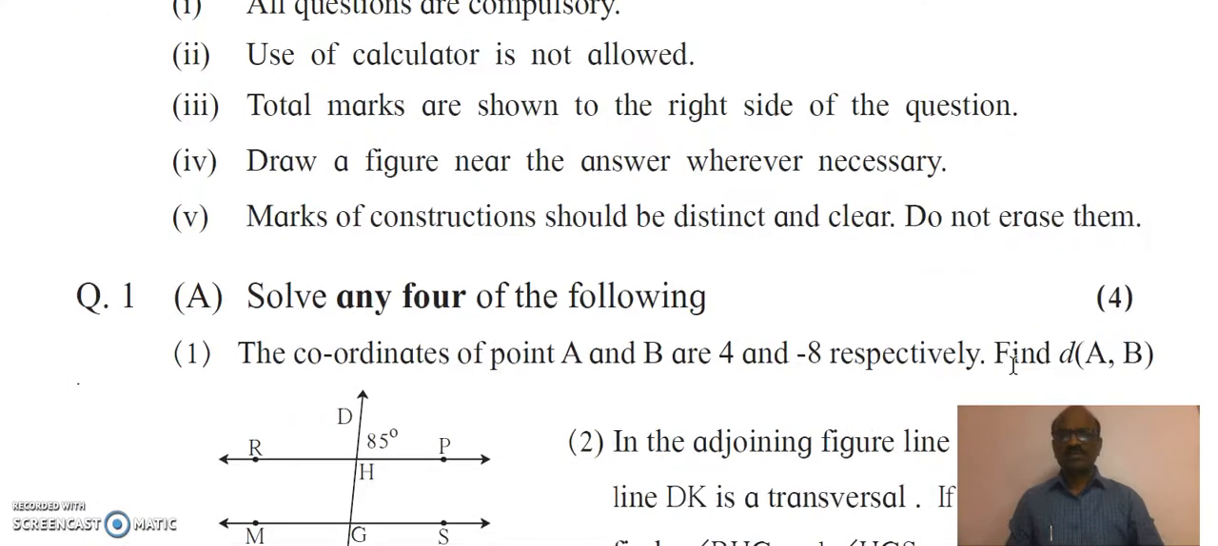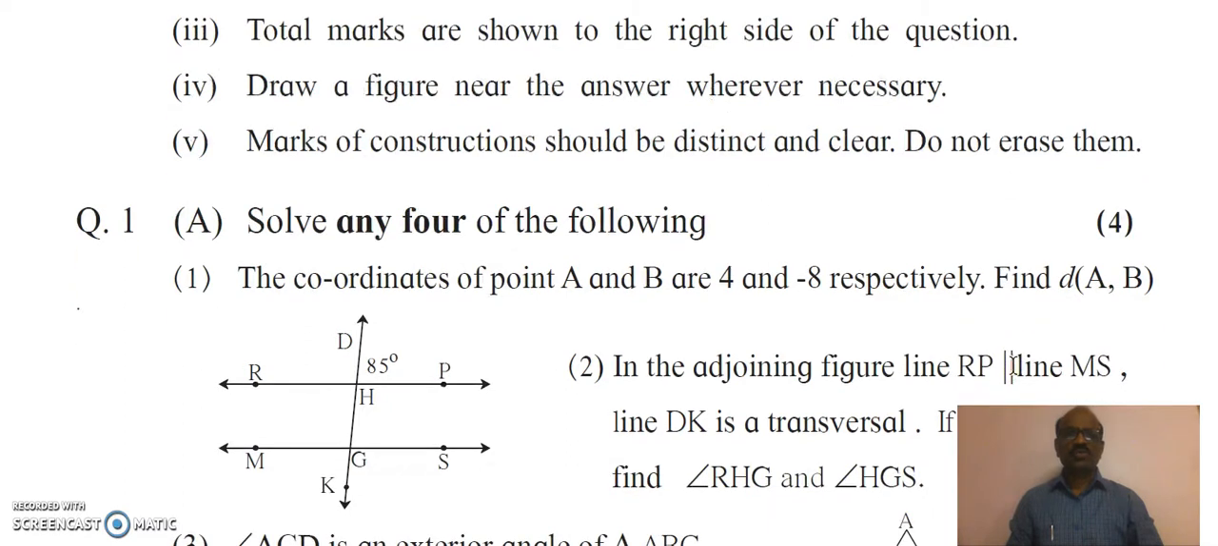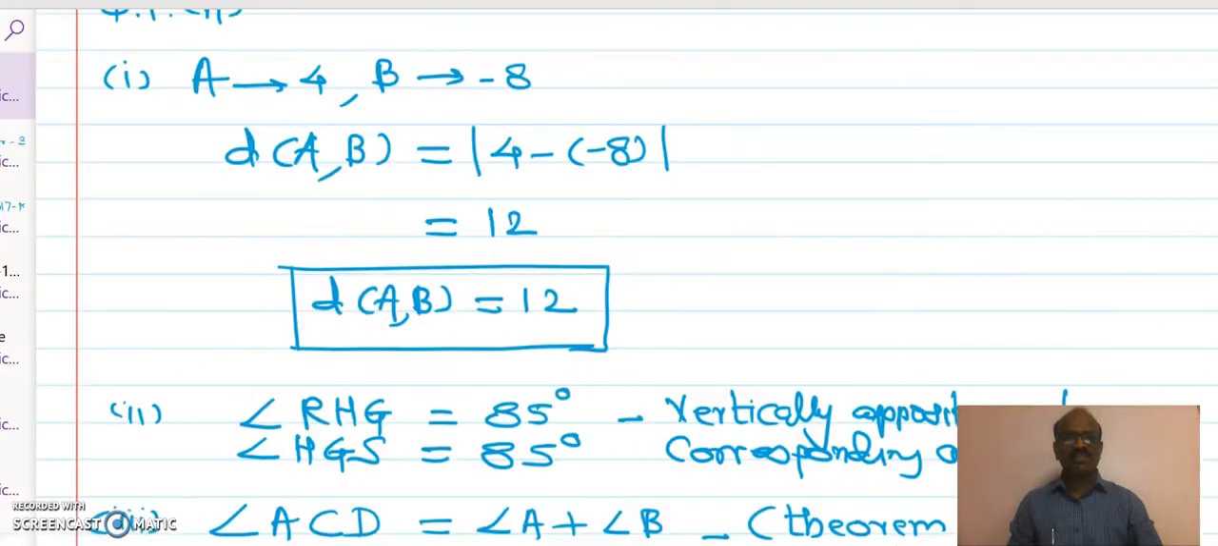First question, that is question number 1. Solve any four of the following. The coordinates of the points A and B are 4 and -8 respectively, and find the distance between A and B. Now we'll see the answer.